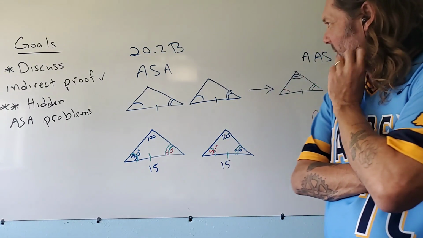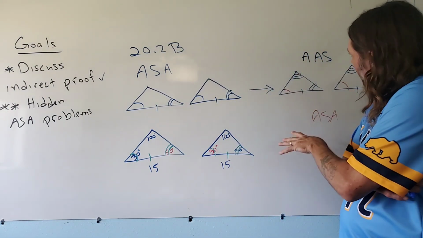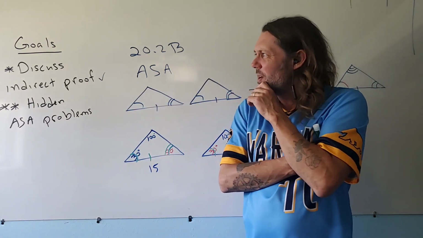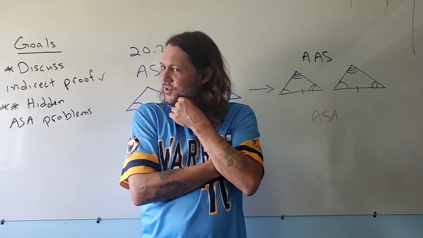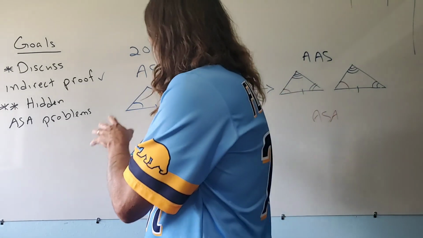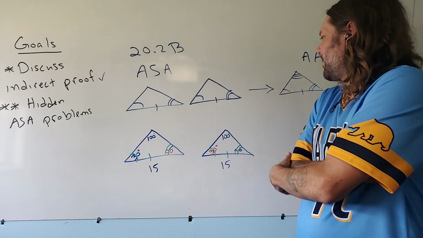I'm not assigning any work with this lesson. I just wanted to talk about a couple things with regards to the idea of an indirect proof. Again, it's a hard argument to make. It's a high-level argument, but I think if we see the structure of that argument, it might make a little bit more sense. And then I wanted to hit on how angle, side, angle could look.